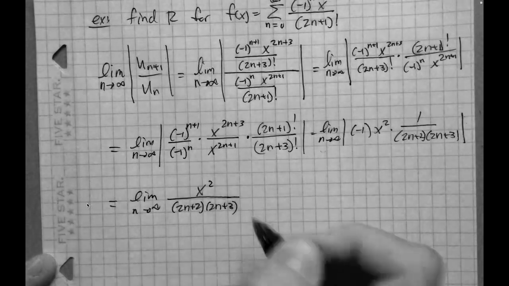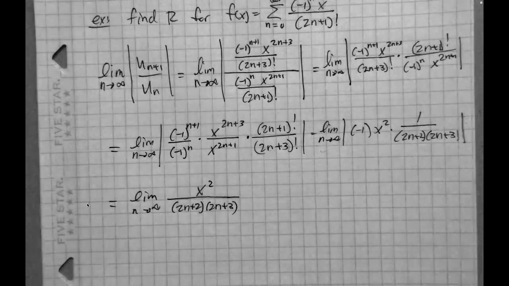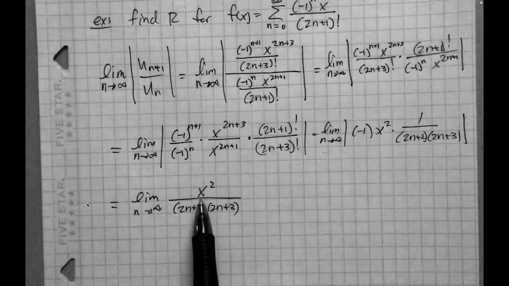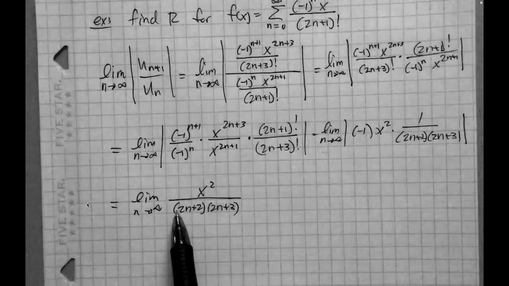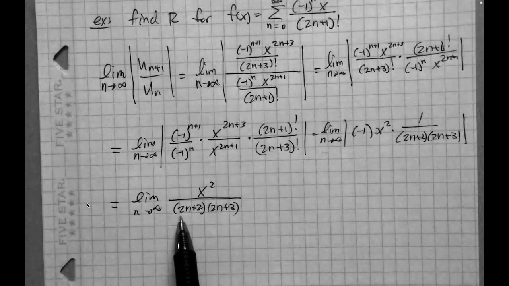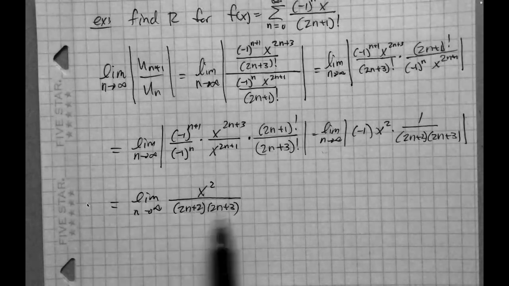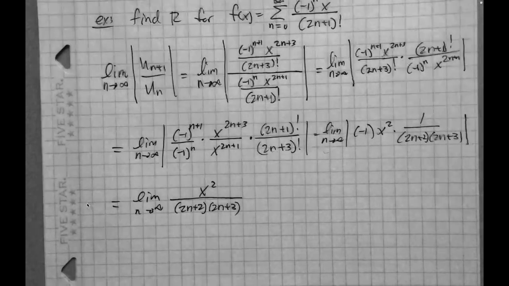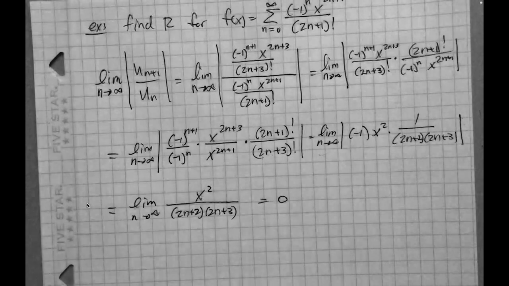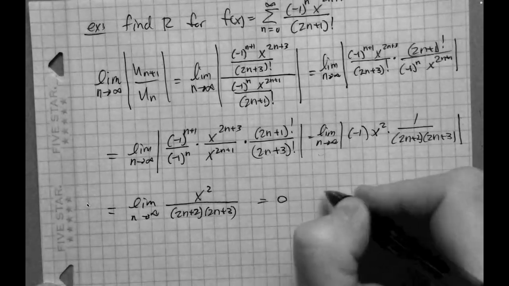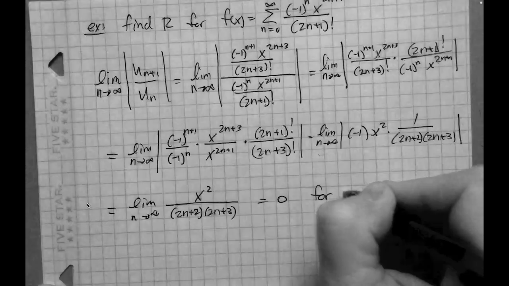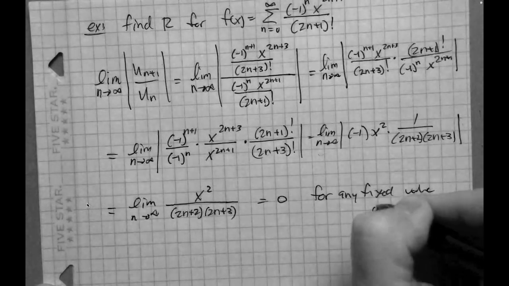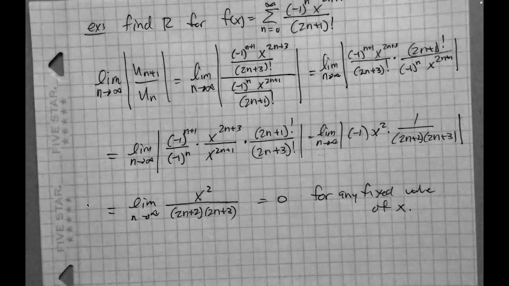Now what's going to happen to this guy? Well, in this case, you have to think of x as fixed, right? So for any fixed x, if n starts to get larger and larger, then this denominator is going to get larger and larger. It's going to be some finite value divided by some growing value, right? So this is going to be 0. Again, you have to think about this for any fixed value of x, right? It's going to be 0.